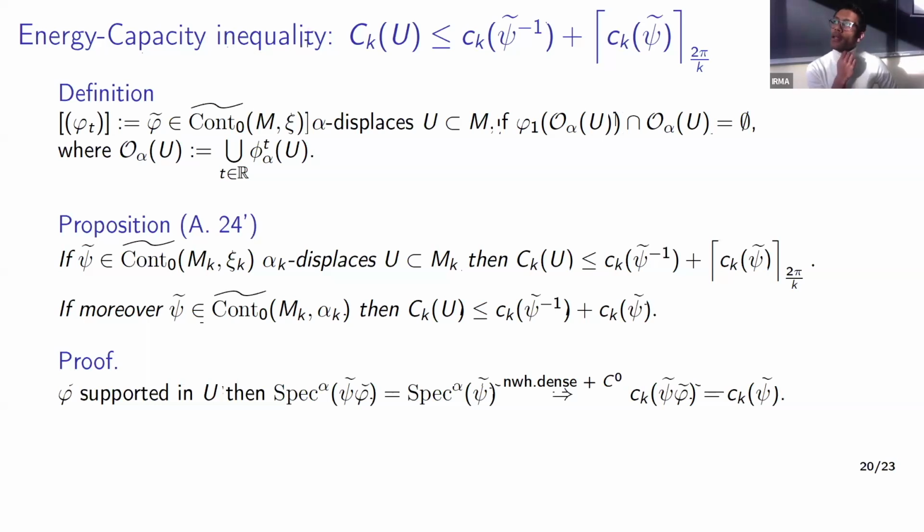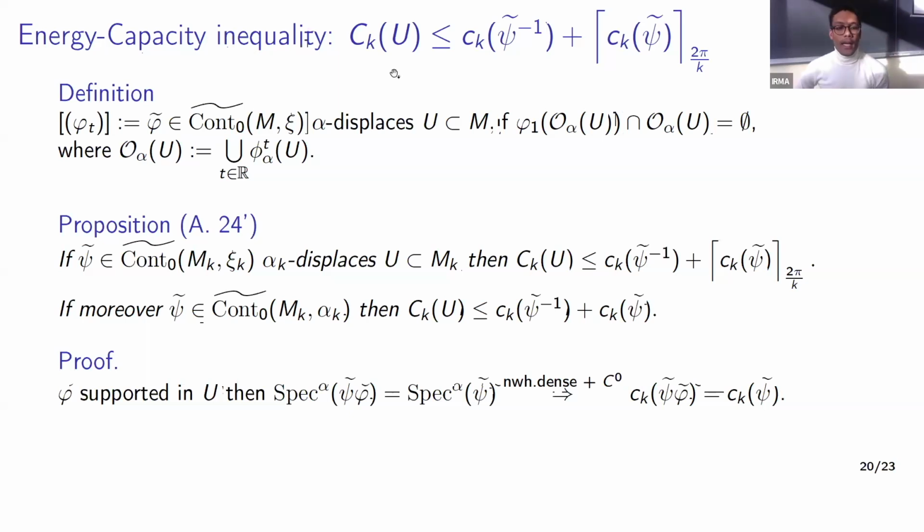I don't know if I answered the question, but it's a bit like the spectral invariance in symplectic geometry. The spectral invariance takes a Hamiltonian symplectomorphism and associates to it a real number which is finite. And for the same reason, here it's finite. Maybe we can discuss a bit more about it later.